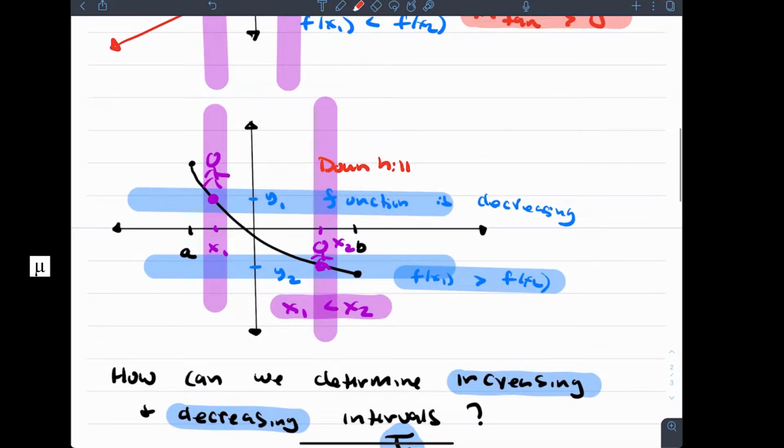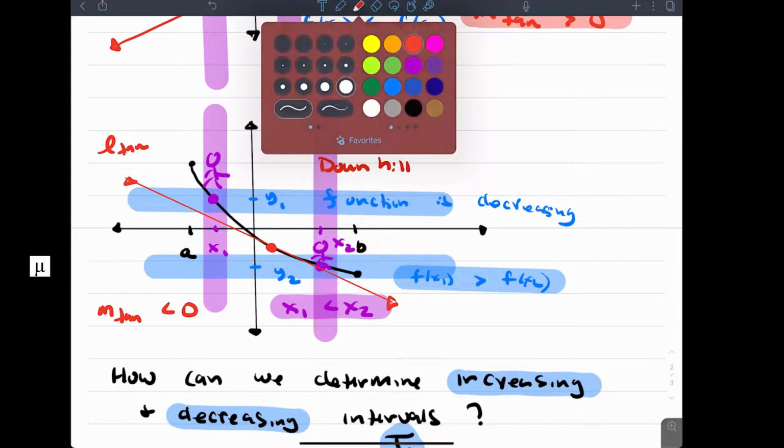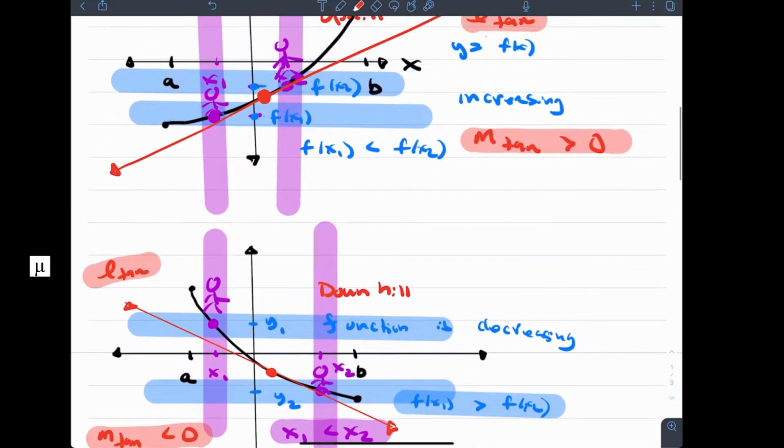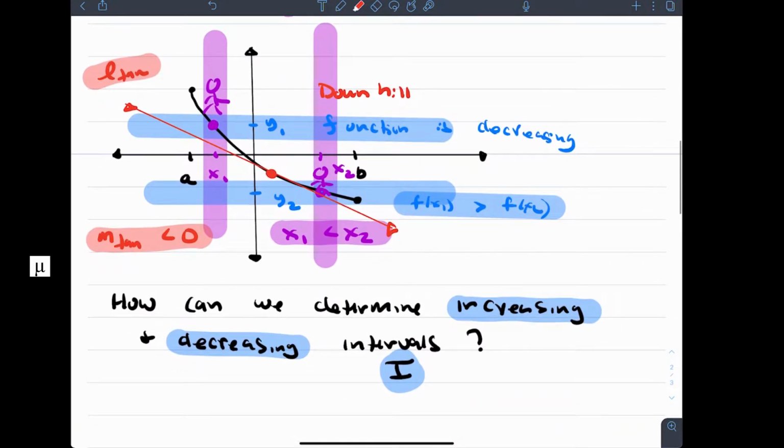And then you say, give me an arbitrary point over here. Okay, here we are. Here's my tangent line. What do you know about this tangent line? Anybody know? The slope of that tangent line is what? It's negative. Okay? So I'm going to write that down. When I put less than 0, that means the slope is negative.